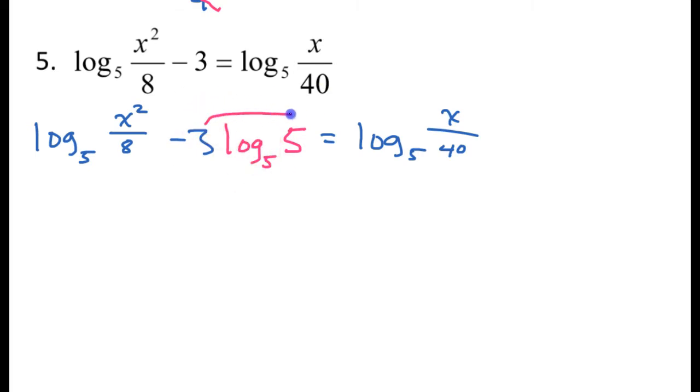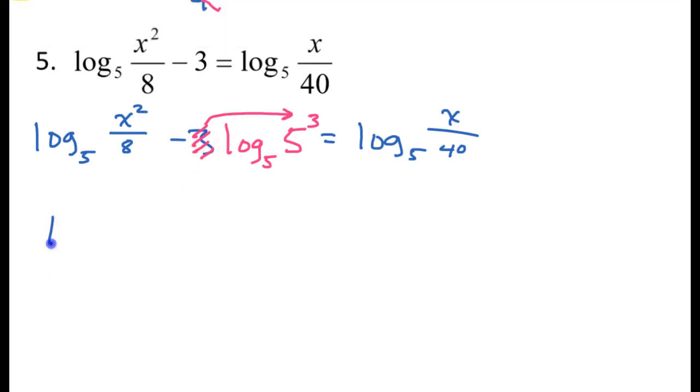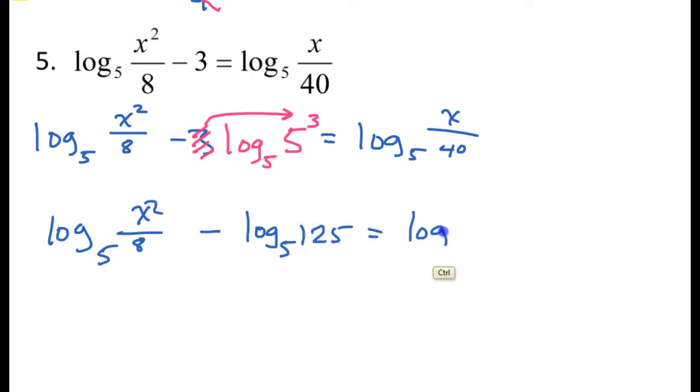I will immediately use the power rule to move this coefficient to the exponent. So this will be 5 to the third power instead of being a coefficient. Now 5 to the third power is 125. So what I have now is log base 5 of x squared over 8 minus the log base 5 of 125 is equal to the log base 5 of x over 40.